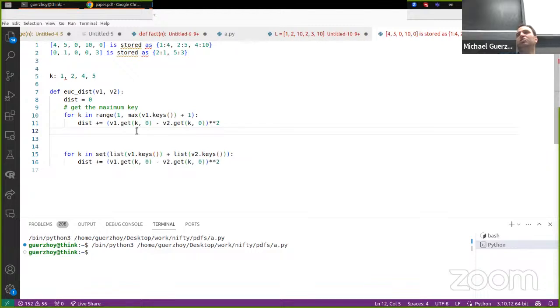Right, so that is potentially slow. If the vectors are sparse, then most of the values that you'll get are just zeros, and 0 minus 0 doesn't make a difference. But you could do it. Maybe that's more intuitive.